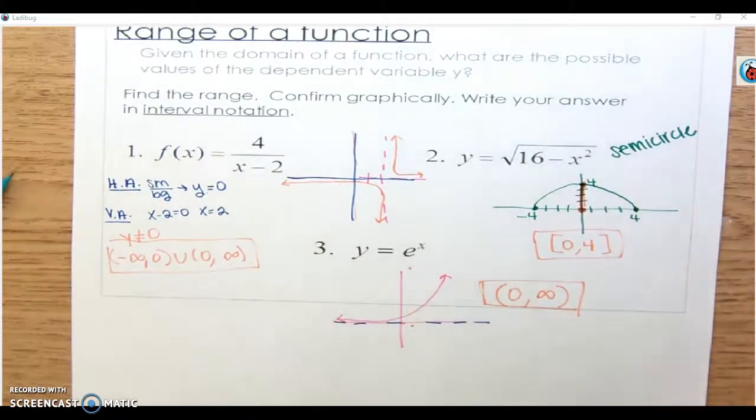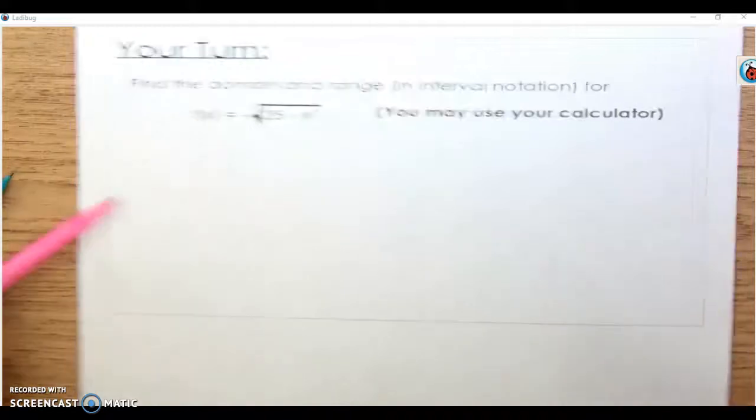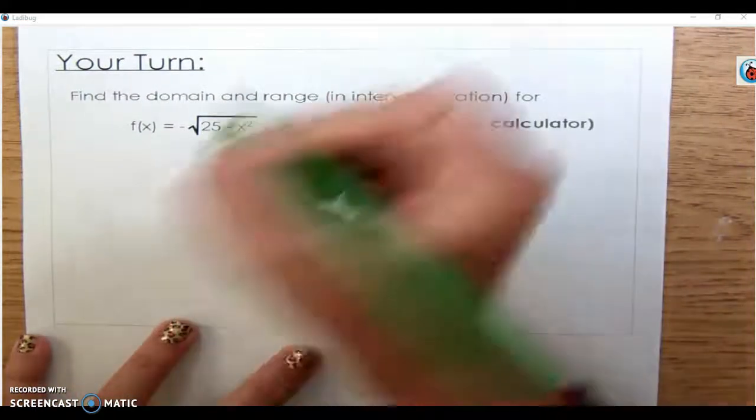Okay, and then our last problem. So we want to find the domain and range. And it says maybe use your calculator. I'm going to just graph it for you so you really don't need a calculator. So this is going to be a semicircle.